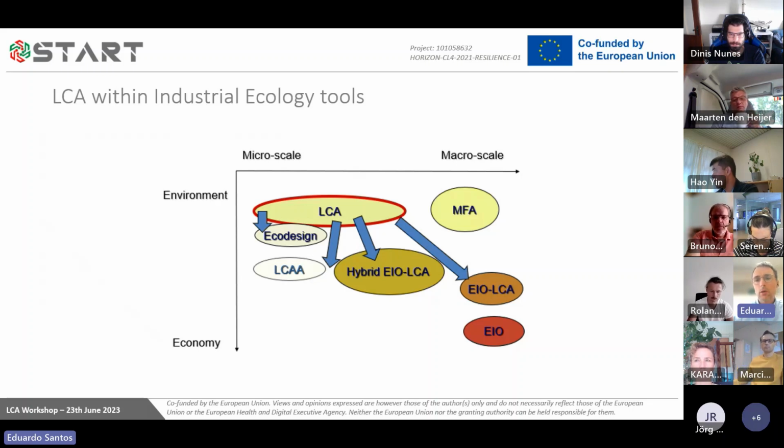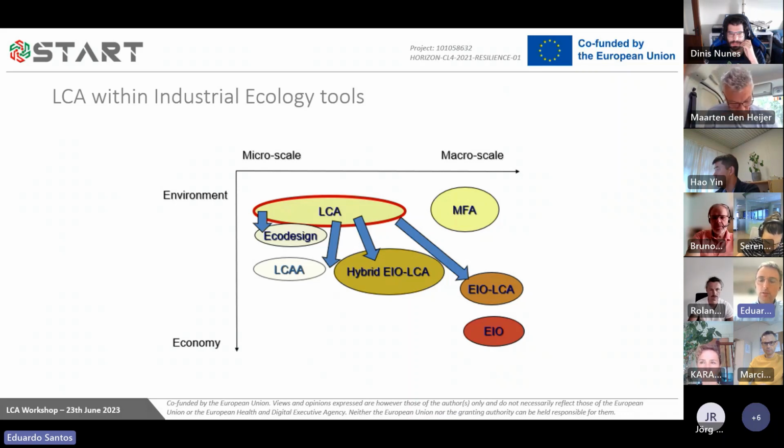But when we are talking about a very big scale, like the scale of countries or many products or economic sectors, it doesn't make sense to use LCA. So for that, there are other tools. And also on the economic aspects, LCA is definitely not the tool to be used. So it's very much focused on the environmental aspects. Just to give you an idea, there are many tools out there, but LCA has a very specific application, which is mostly effective on micro scale and of course focused on environmental aspects.